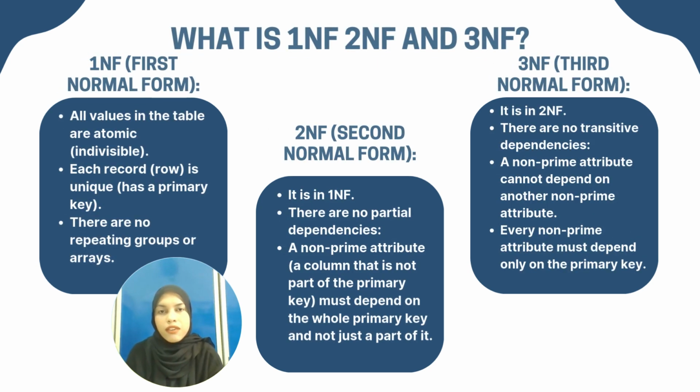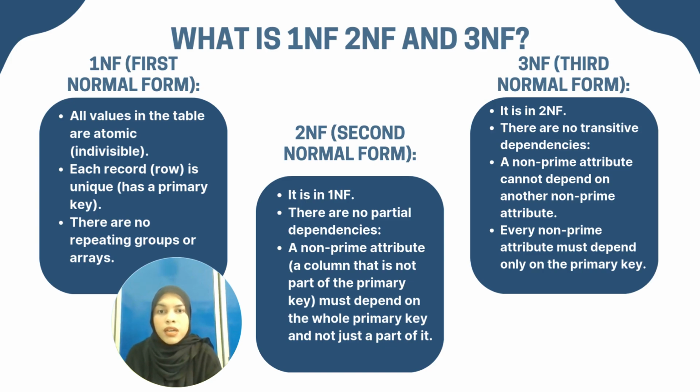What is 1NF, 2NF, and 3NF? 1NF, first normal form. All values in the table are atomic. Each record row is unique, has a primary key. There are no repeating groups or arrays.